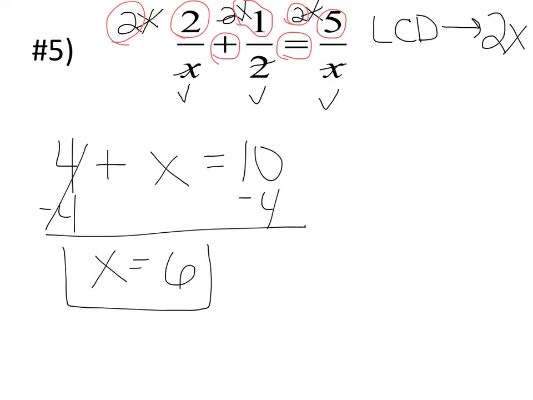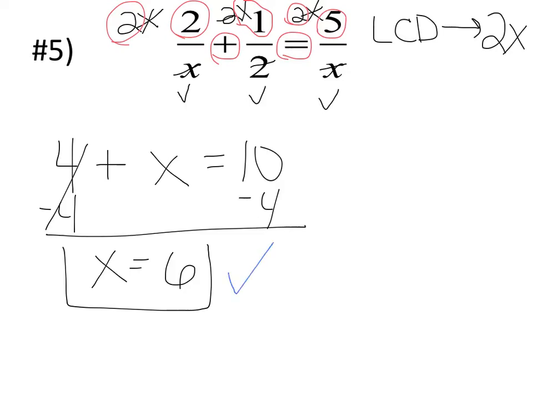Now, if I take this 6, because notice on this one, I have variables in my denominator, if I put a 6 in for these x's, will I ever get a 0 in the denominator? No, because it would just be 6 in the denominator. So 6 is an okay answer.